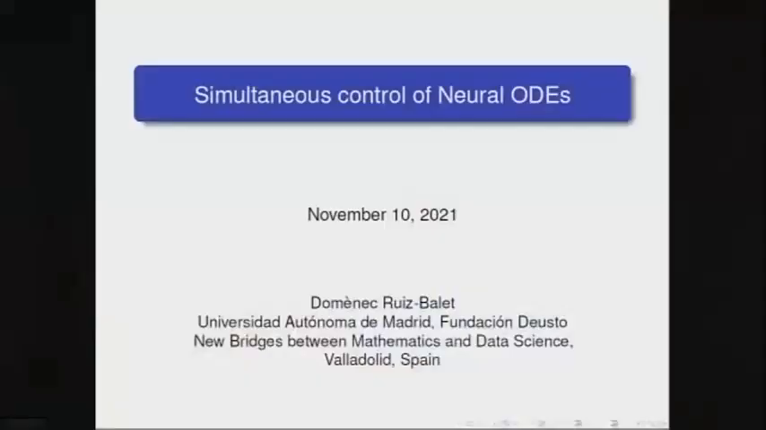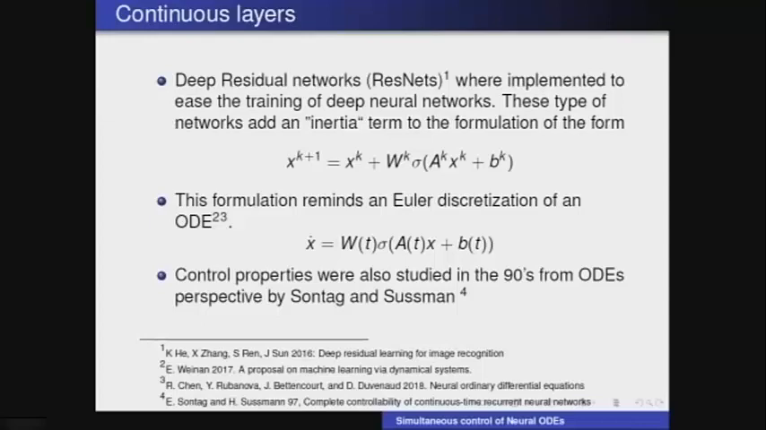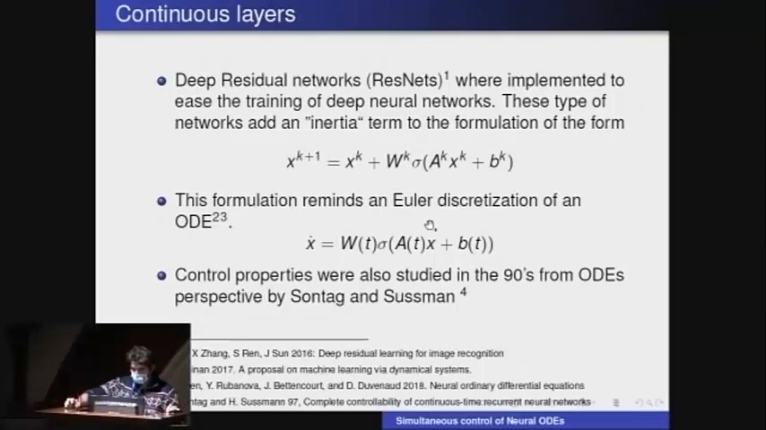I'm Domenec Ruiz, and I'm going to speak about simultaneous control of neural differential equations. First of all, our setting will be a ResNet architecture. So we have here the typical ResNet architecture. We have a nonlinear activation function, and W, A and B are said to be parameters, and k are the layers.